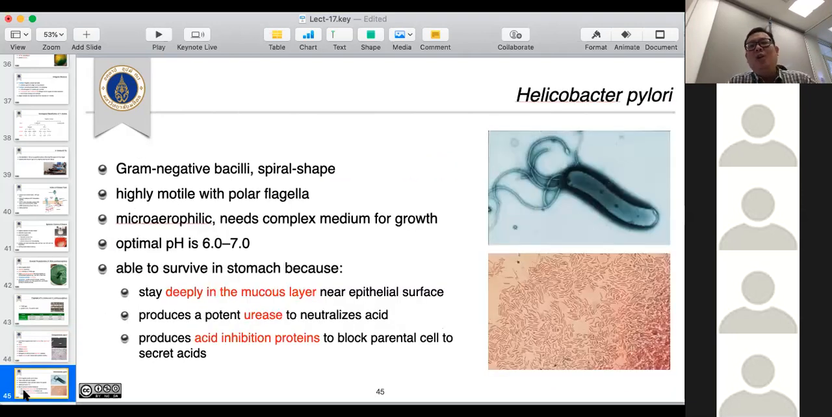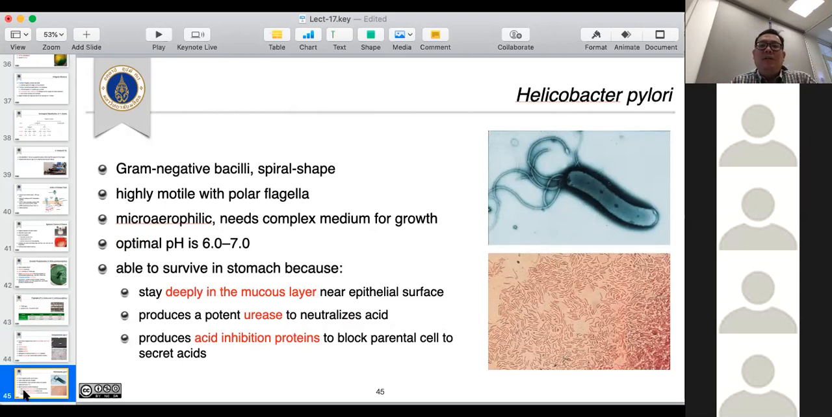The last one, Helicobacter pylori. This bacteria is spiral shape. It's a little curvy. The cell is quite long, okay? Longer than Campylobacter, okay? The Helicobacter can tolerate acid in the gut, in the stomach. The optimum pH for Helicobacter is 6 to 7, pH 6 to 7.